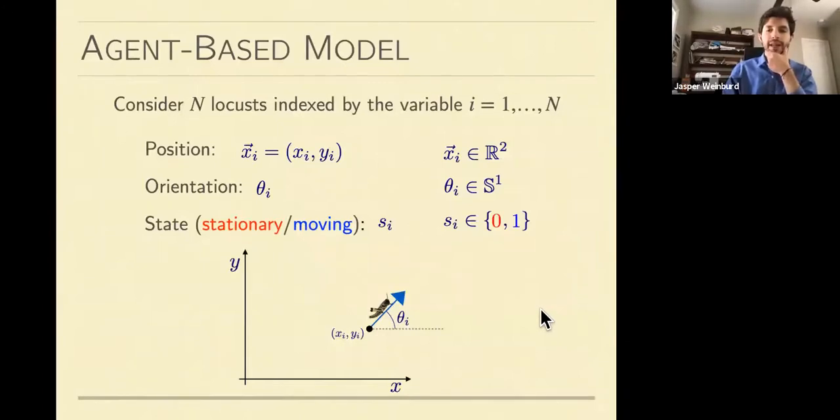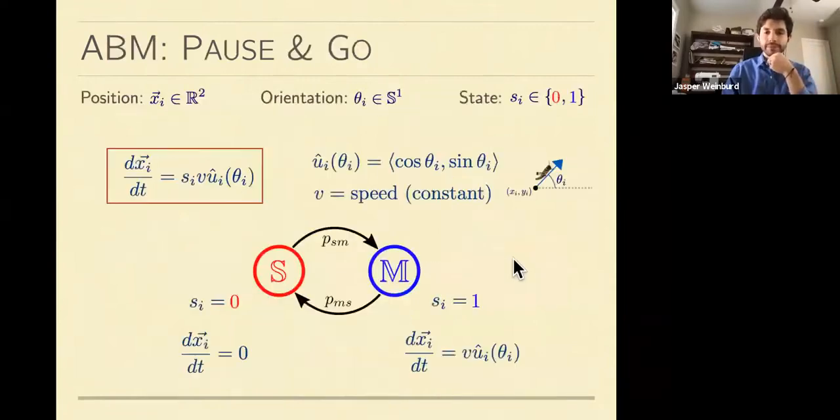So again, I'll lay out the model for you. The state variables are just that we have position of each locust and orientation, and then each locust has a state, again, either stationary or moving. Locusts switch with a probability, which is no longer dependent on resources. There are no resources left. Instead, this probability depends on nearby neighbors. Specifically, neighbors who are directly in front or directly behind.